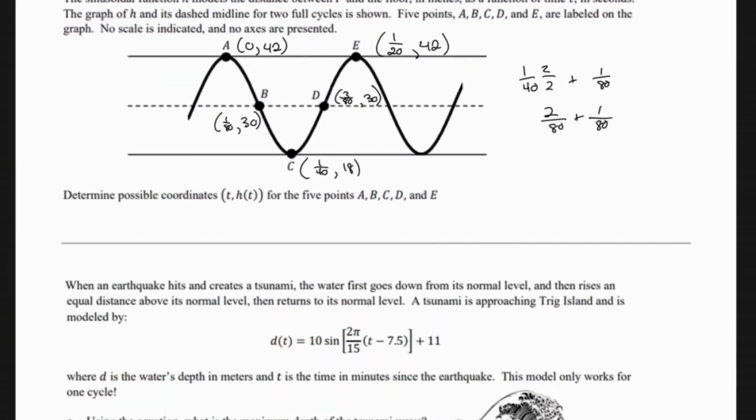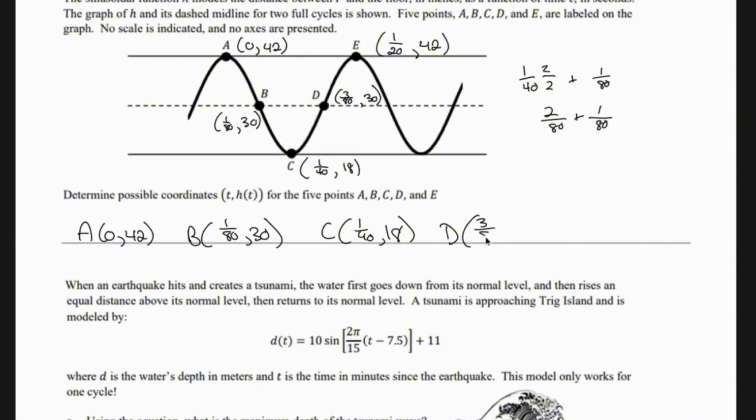So let's write those out. Okay, A could be 0, 42. B could be 1/80th, 30. C could be 1/40th, 18. D could be 3/80ths, 30. And E could be 1/20th, 42. My age, believe it or not. Okay, so that problem, done.